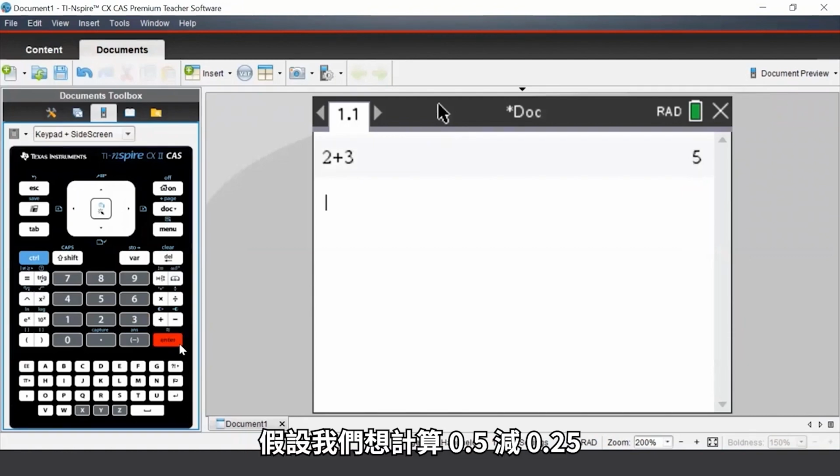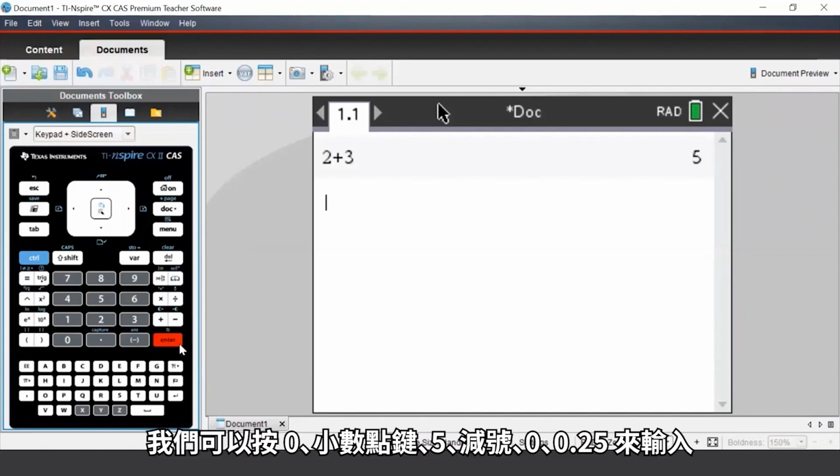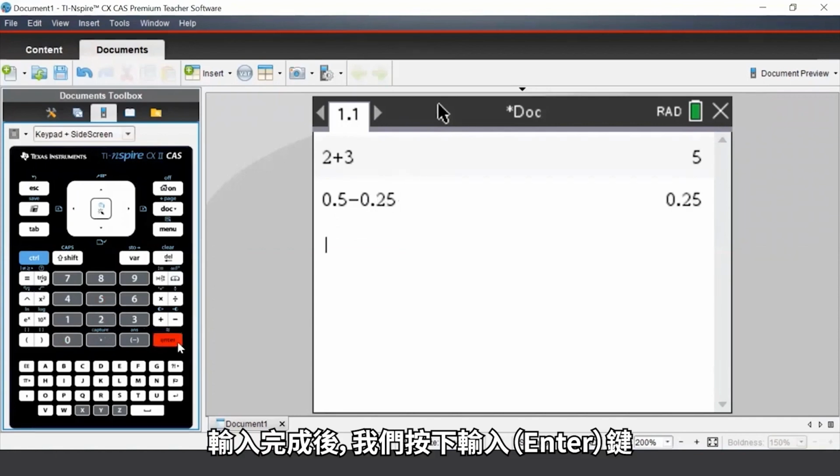Suppose we wish to calculate 0.5 minus 0.25. We can type this in by pressing 0, the decimal point button, 5, negative 0.25. And once we're finished, we press enter.